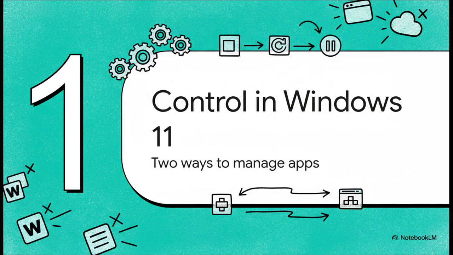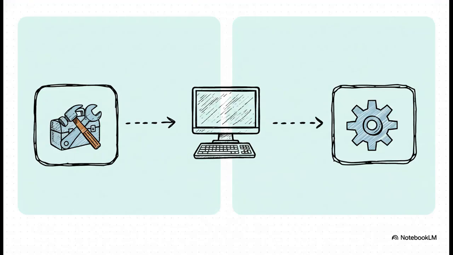Okay, let's dive right in, and we'll start with Windows 11. We're going to look at two super simple but really powerful ways to manage all those over-eager startup apps. So, you've got two great options here. There's the classic, no-nonsense Task Manager, and then there's the more modern, streamlined Settings app. Honestly, they both get the job done, so it's really just a matter of which one you like better.